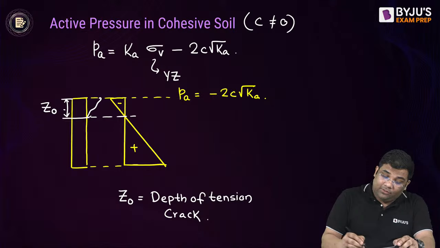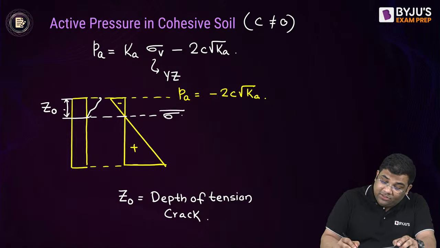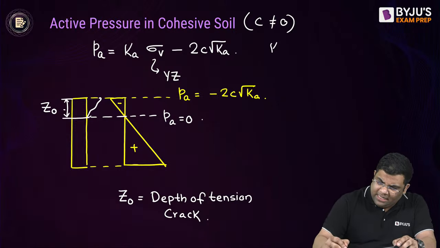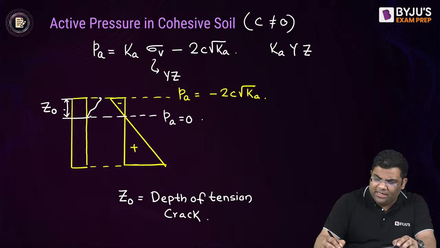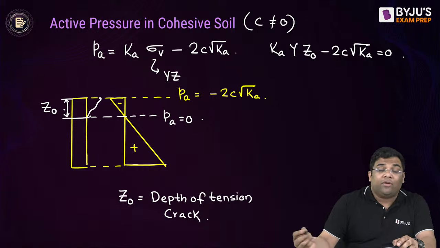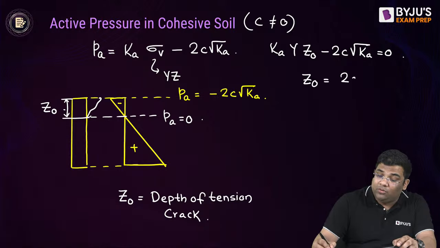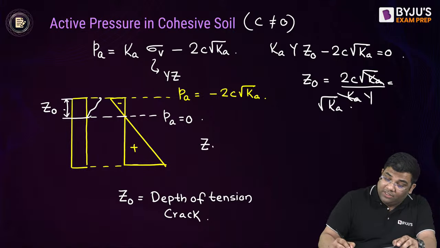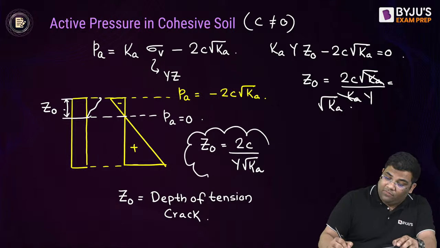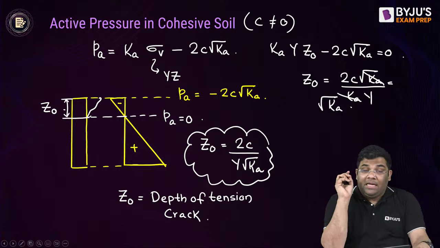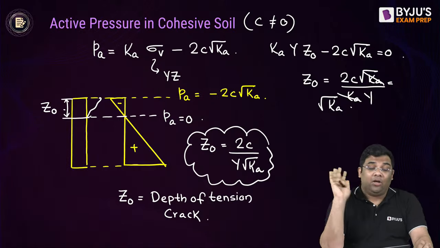How do we find the depth of tension crack? At Z0, can I say the active earth pressure is 0? Yes. So you put gamma into Z0, because Z is Z0 here, minus 2C root Ka equal to 0. From here, Z0 will be equal to 2C root Ka by Ka gamma. There will be some cancellations, and I get Z0 is equal to 2C by gamma root Ka. This is a very important formula for finding the depth of tension cracks, which they ask a lot in the examination.